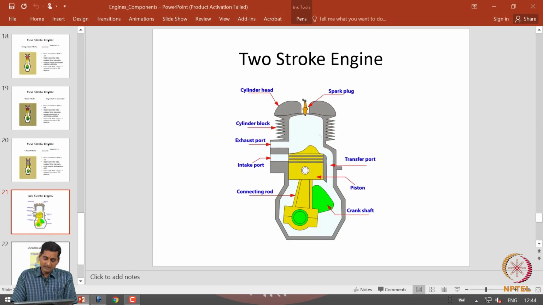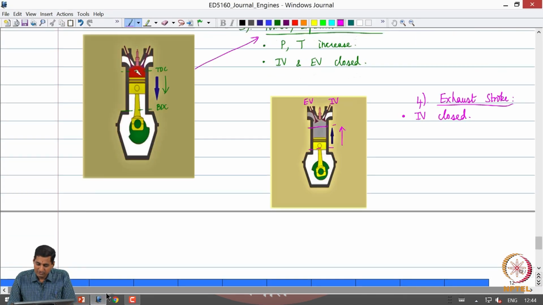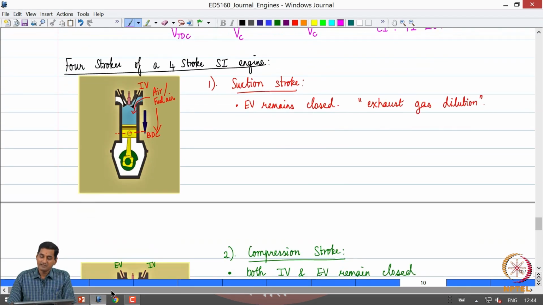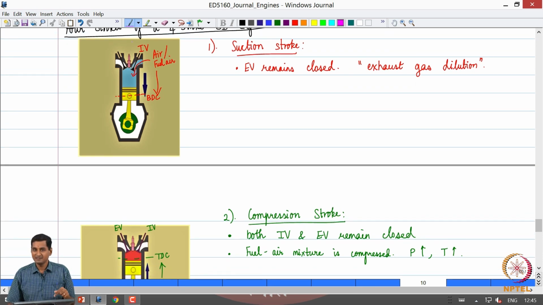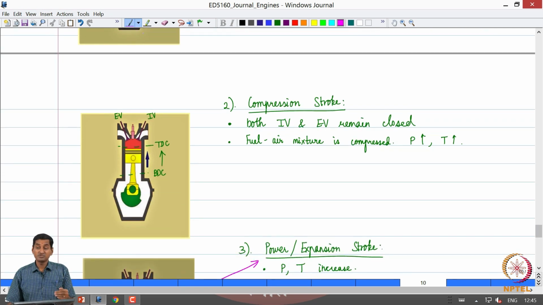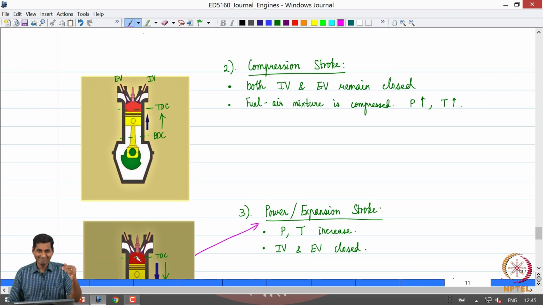Before I go to the next topic of 2-stroke engines, a quick discussion on how a 4-stroke compression ignition engine works. The strokes remain the same, but the main difference is that the spark plug is replaced by a fuel injector, and during the suction stroke only air is taken into the combustion chamber in a compression ignition engine. During the compression stroke, only air is compressed, no fuel, only air, in a diesel engine or a compression ignition engine.